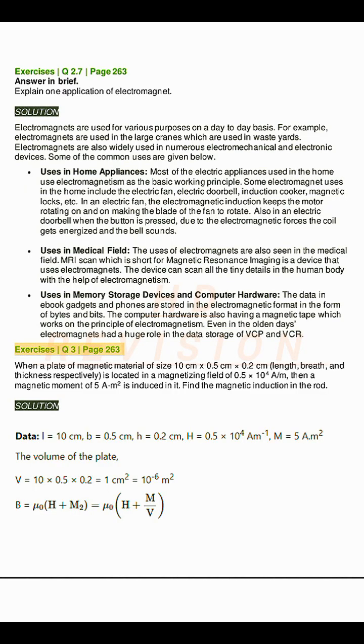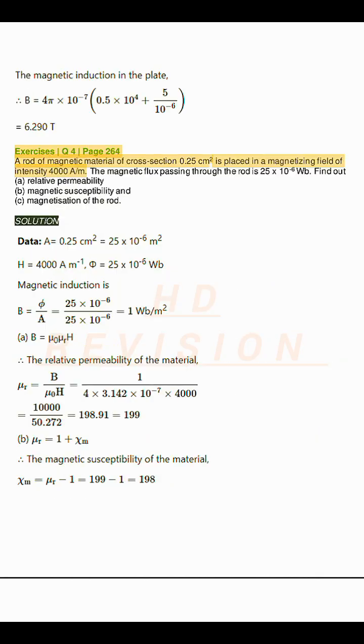Exercises, Q3, page 263. When a plate of magnetic material of size 10 cm × 0.5 cm × 0.2 cm, length, breadth, and thickness respectively, is located in a magnetizing field of 0.5 × 10^4 A per meter, then a magnetic moment of 5 Am² is induced in it. Find the magnetic induction in the rod. Solution.